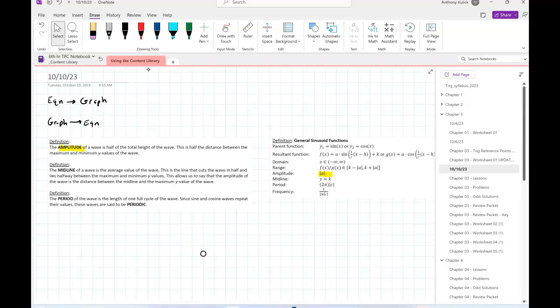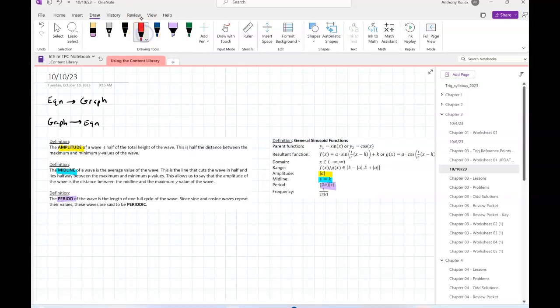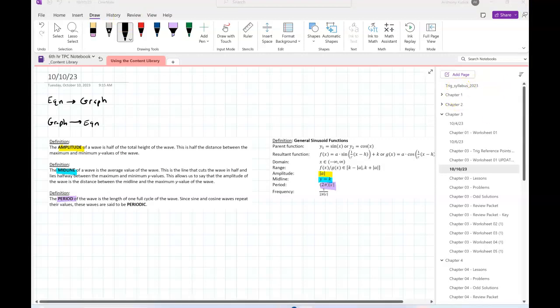So again, we have these 3 definitions for amplitude, midline, period. What these are going to do is allow us to visually find those values on our graph. From those values, then, we're going to be able to figure out the coefficients: A for amplitude, K for midline, and then C from the period. And then we'll talk about how to get the rest of this out of our problem. Let's do an example here.